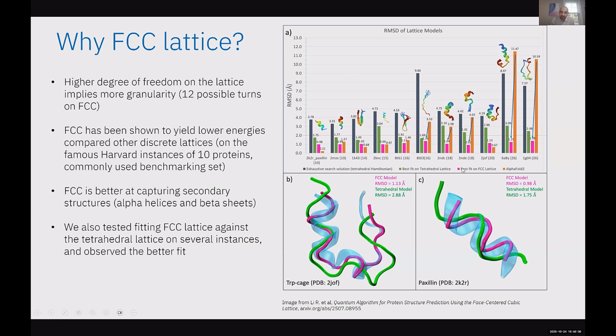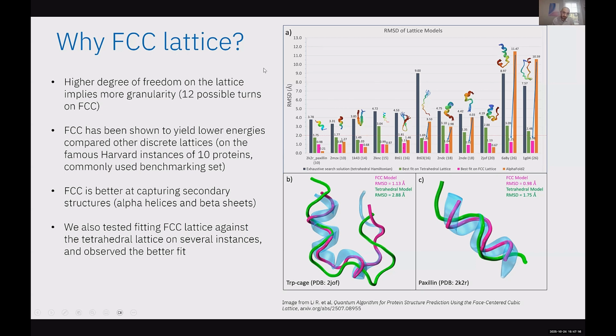You can see, especially look at the pink one compared to the green, and AlphaFold is the orange one. In most of the instances, what we observed was that FCC fits really well, especially if you have prominent alpha helical structures or beta sheets. It's giving really low RMSDs, and these are two other benchmarking proteins, TrpCage and Paxillin, that people use. So this gives us more motivation to encode this and build the algorithm for running the FCC lattice.